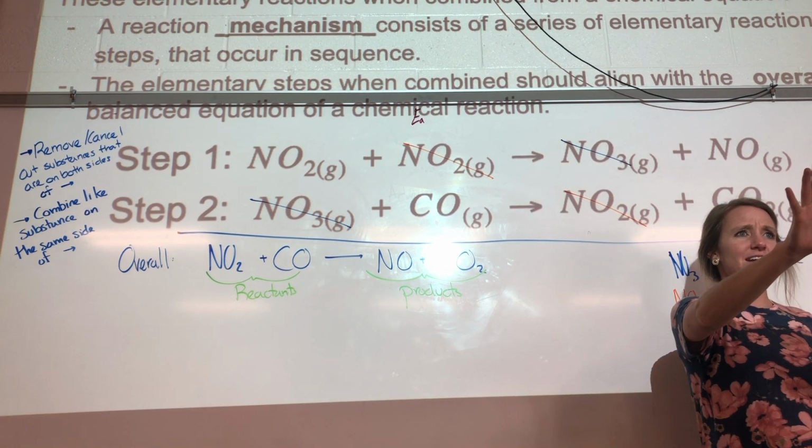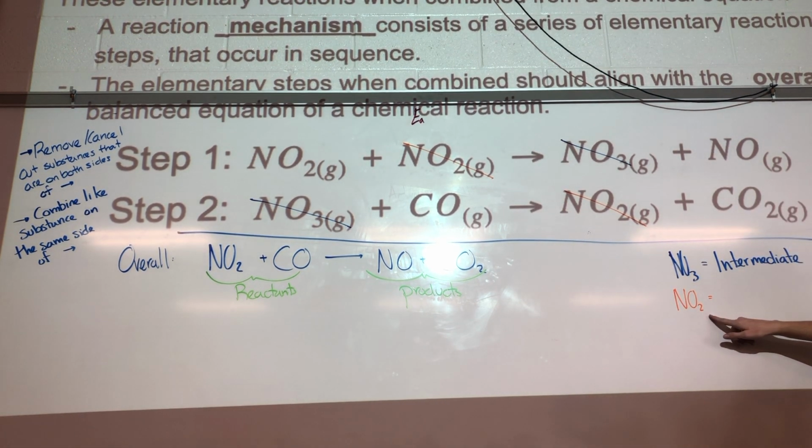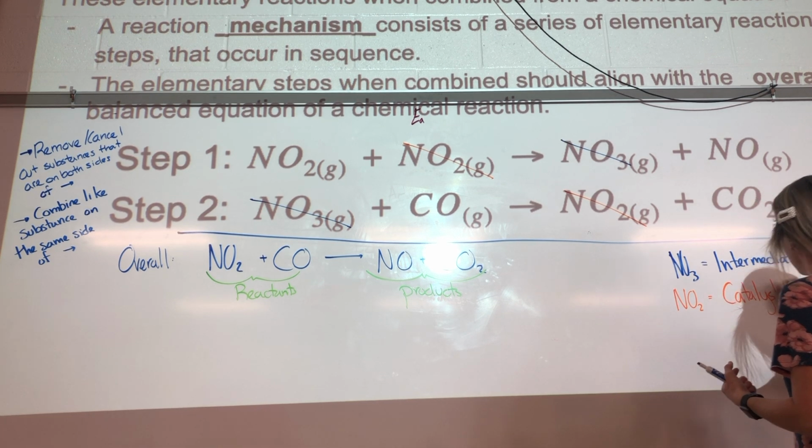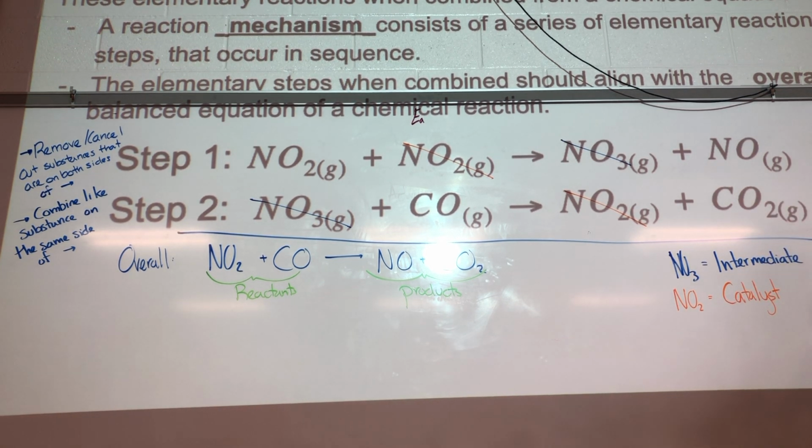Okay, last thing, write this down really quick. NO2 is not an intermediate. What's different about NO2 versus NO3? It still shows up after. We started with it and we end with it. That's a catalyst. Catalysts we put in and they come back out. Okay?